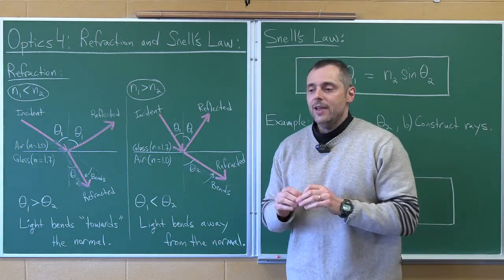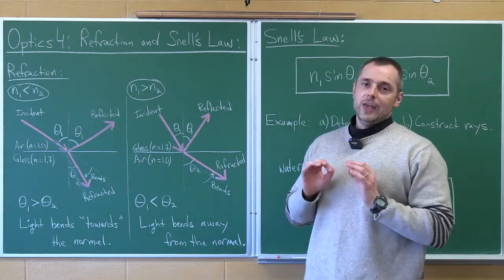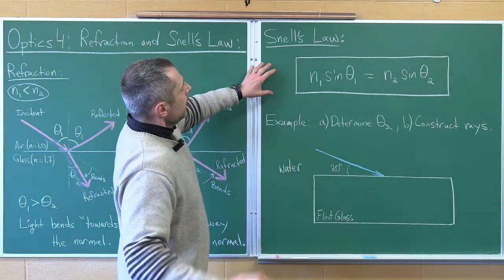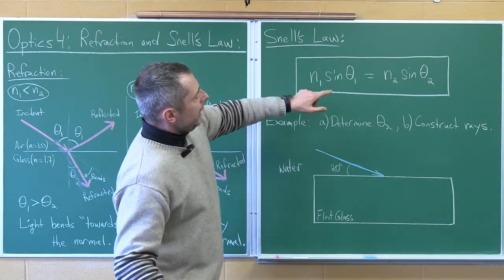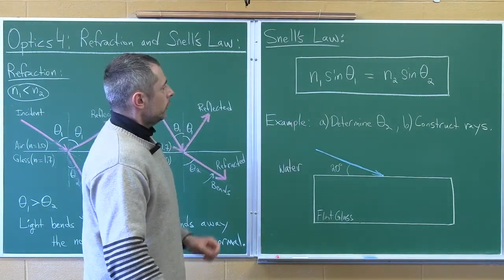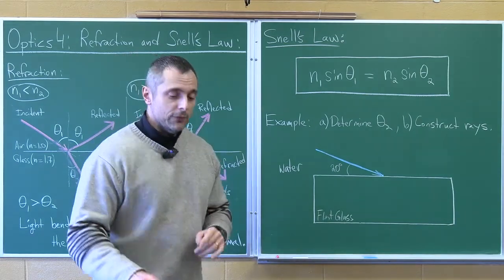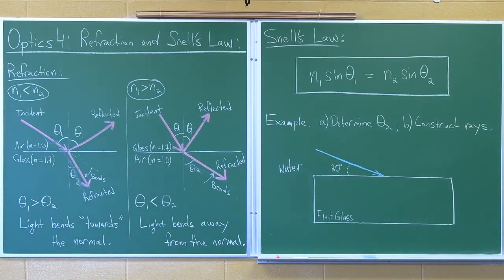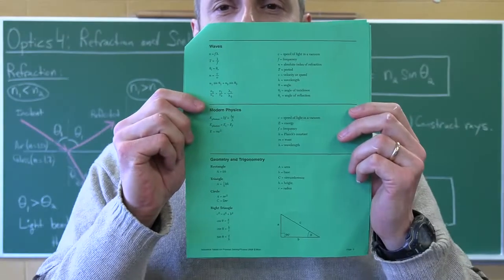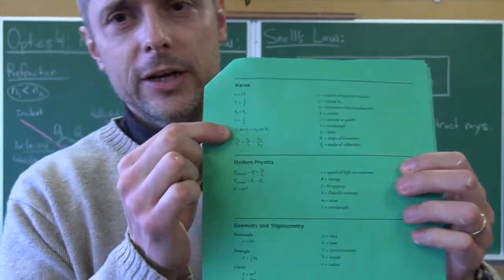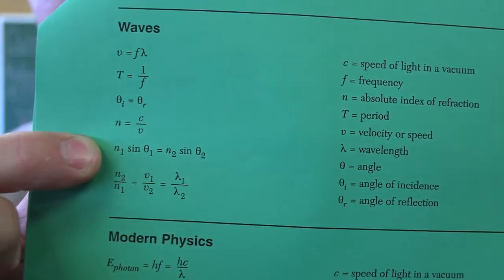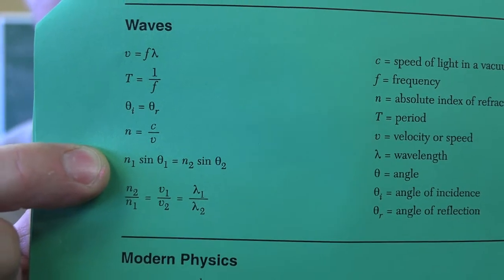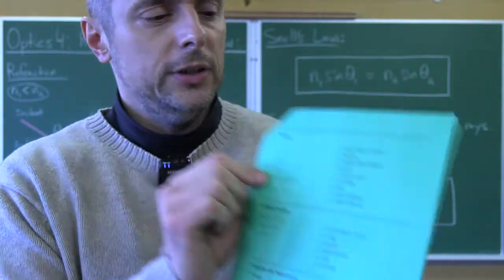All right, as I said, there's an equation that tells us exactly how much this bending occurs. That's Snell's law. So here it is. N1 sine theta 1 equals N2 sine theta 2. So first thing, of course, that's on the reference table in our wave section. So here's our wave section of the reference table, and here's the equation that I just wrote on the board. So you could find that right in the reference, N1 sine theta 1 equals N2 sine theta 2, wave section of the reference table.